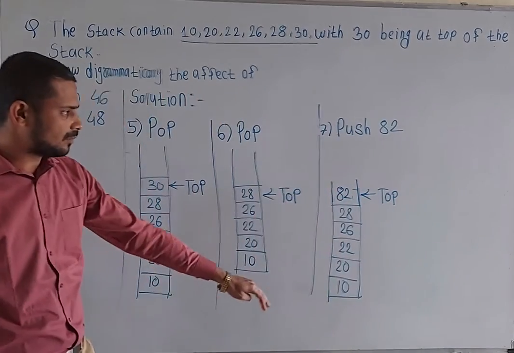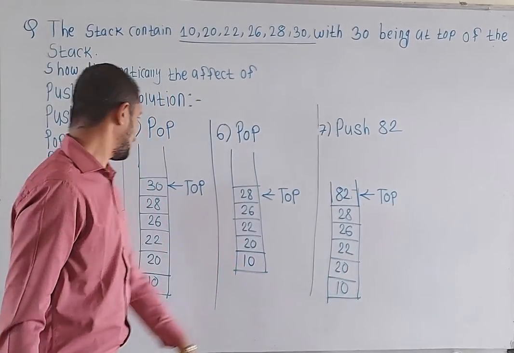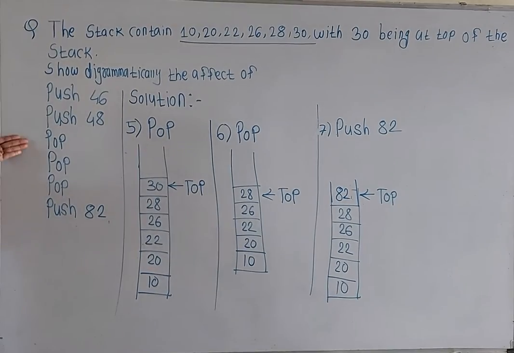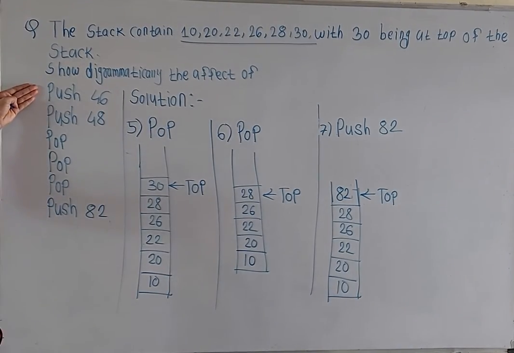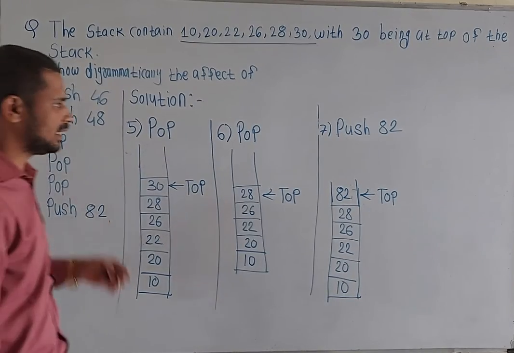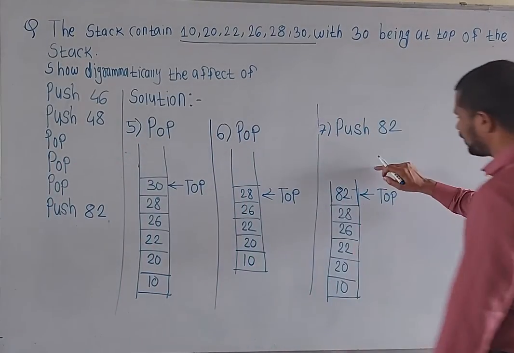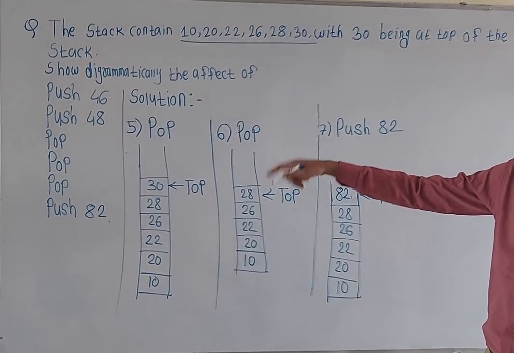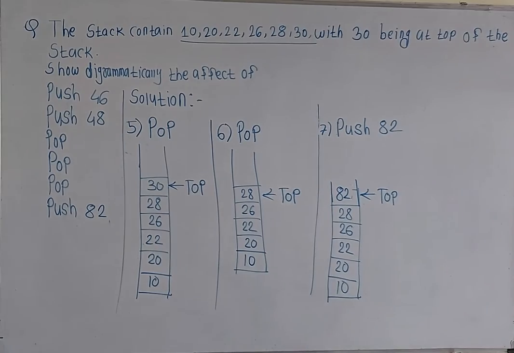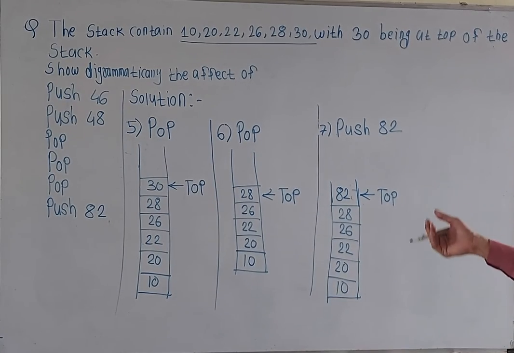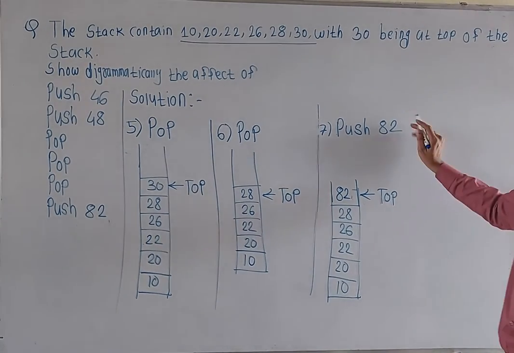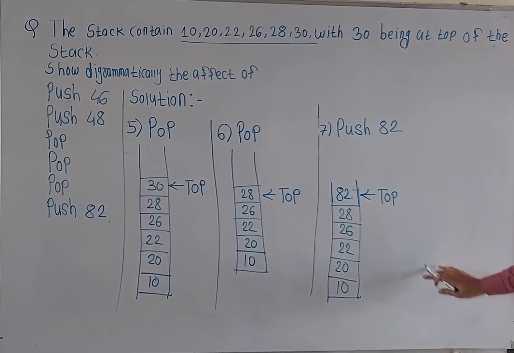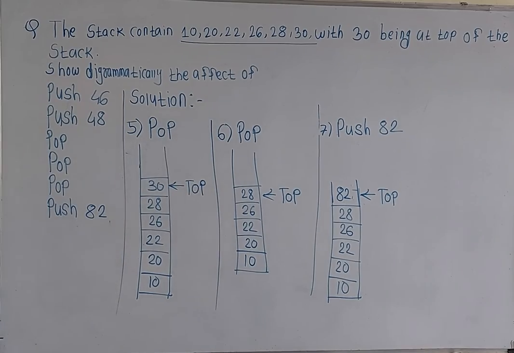So this is the final answer we have got after performing all these operations, that is push and pop. Push means we insert the element and pop means we delete the element. So we got the final answer. Our solution is that firstly we push 46, after that push 48, then we perform two pop operations and the last operation push 82, we insert it into the stack. In that way we solve this question.